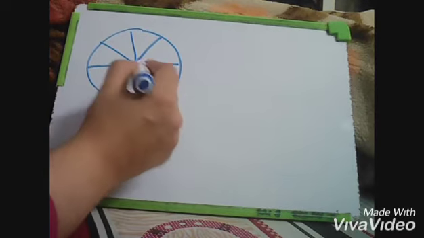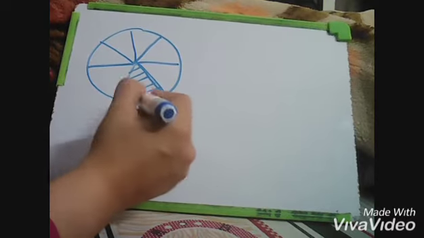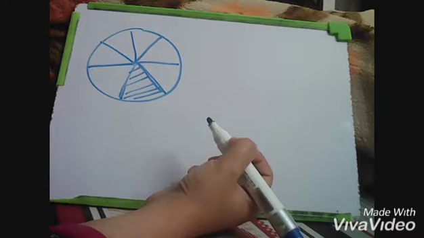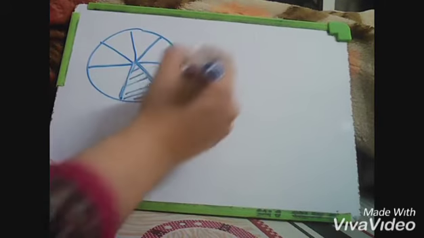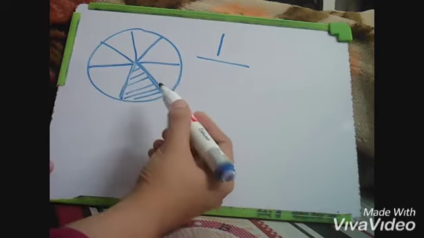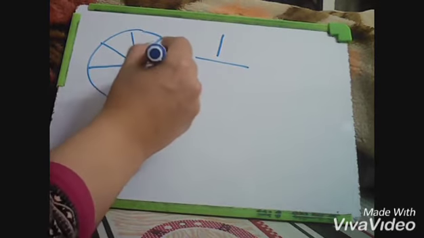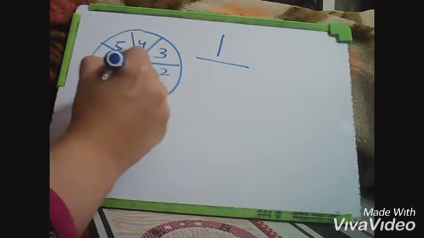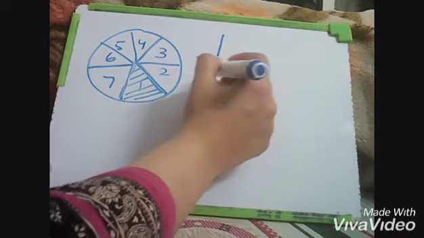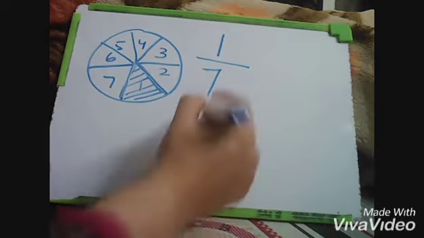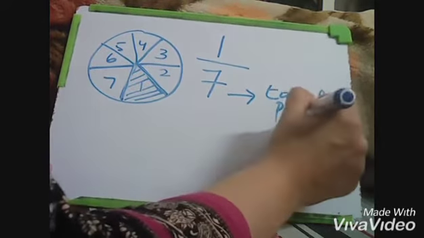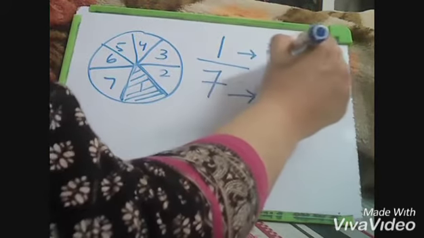So this is basically one part. Let me share it. This can be expressed as a fraction now. How can that be expressed? This is one part of a whole, and the whole is divided into how many parts? 1, 2, 3, 4, 5, 6 and 7. So we're going to say that this is one part of 7 parts. So 7 denotes the total parts and 1 denotes the shaded region.